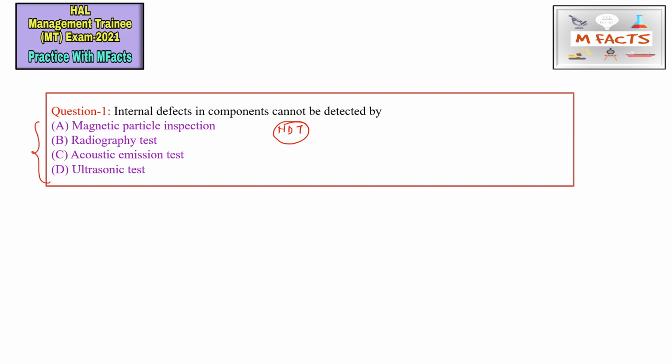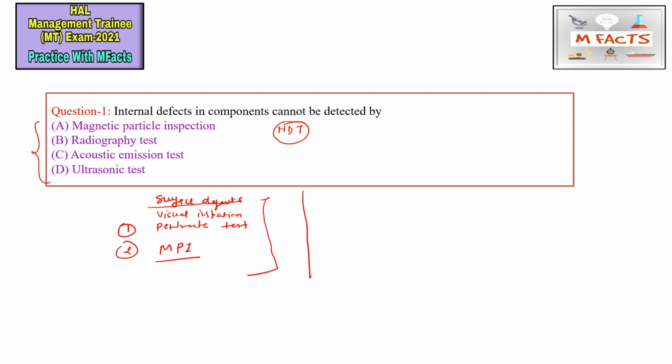Okay, so for determining the surface cracks or surface defects, we can utilize two processes, that is the penetrant test, most probably known as the liquid penetrant test, and the other one is MPI, that is magnetic particle inspection. And the other one is visual inspection also. So by visual inspection we can also inspect the surface defects. So visual inspection, penetrant test, and MPI, these three are utilized for surface defects.